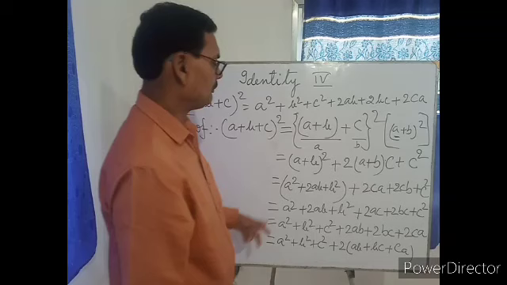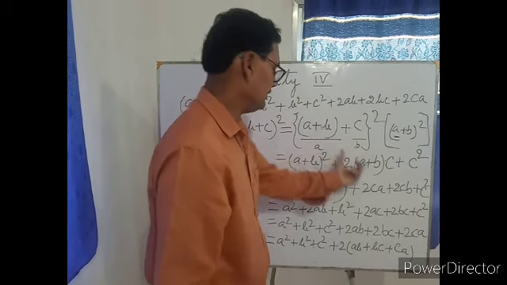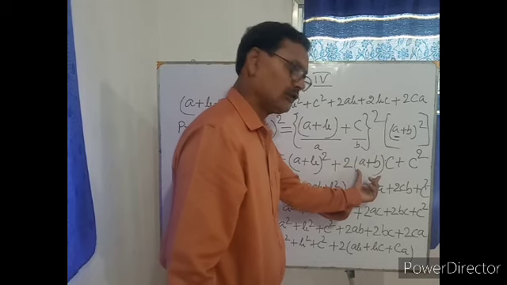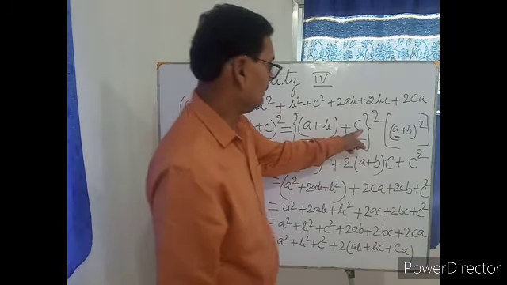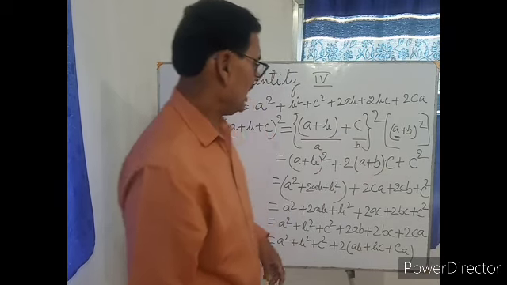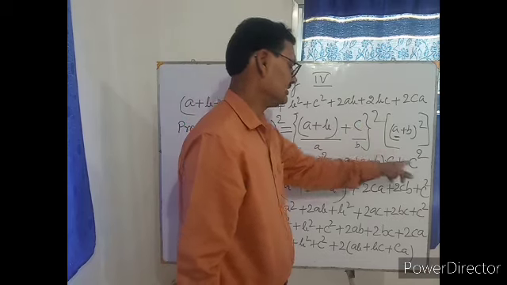Okay, A square plus 2AB. What is A again? A is equal to A plus B. 2AB, what is B? B is equal to C. And plus B square. B square, what is B? It is equal to C.